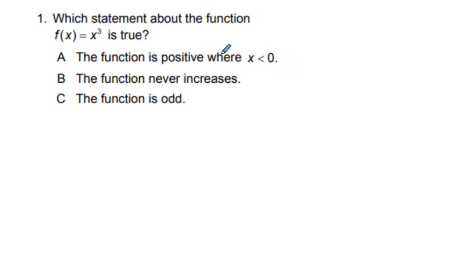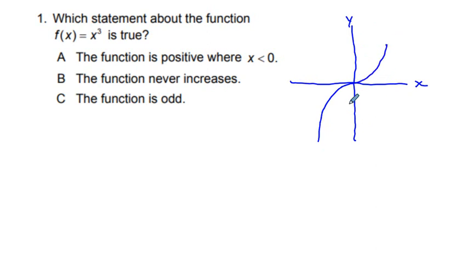Number 1, which statement about the function f(x) equals x cubed is true? So we have three options here, A, B, and C. A: the function is positive where x is less than 0. If we have A, we'll go ahead and graph and see what this looks like. So we have an xy coordinate plane, and we have the parent cubic function here, f(x) equals x cubed. The graph is going to go something like this. So that's pretty well what it is.